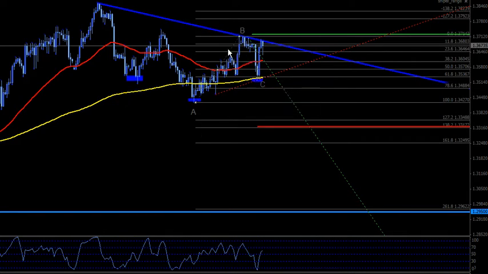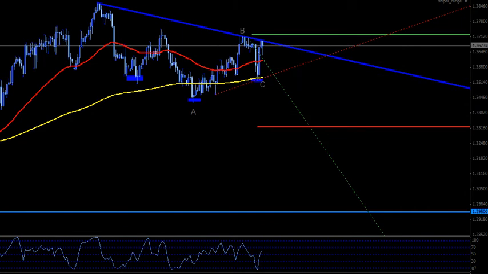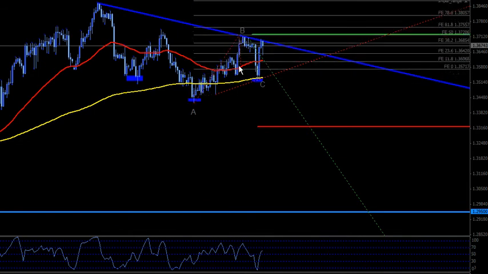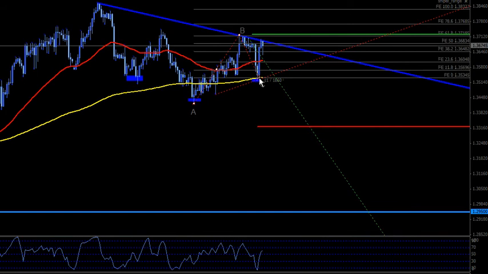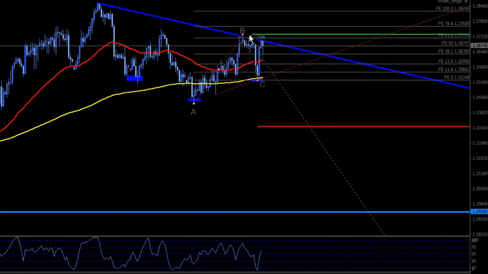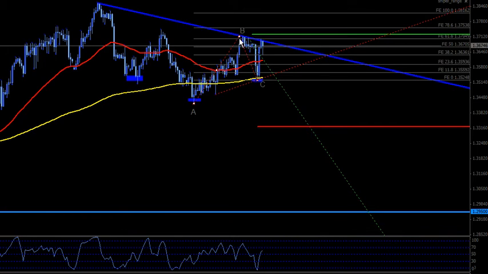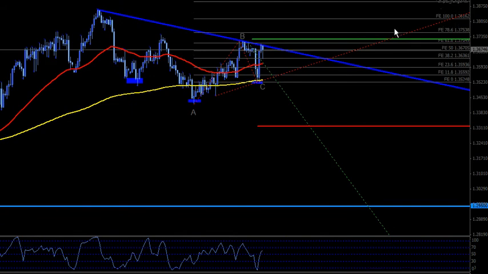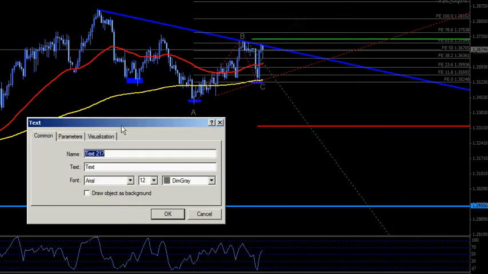So let's remove these fibs, and let's use the Fibonacci expansion tool. Insert Fibonacci expansion. And let's fib from this most recent low to the high, and pull this leg down to the low, which is our C. Okay. So now what we have is our target. On an AB equals CD pattern, the ultimate target is the FE100. So let's label this ABCD target. Let's just label it D.